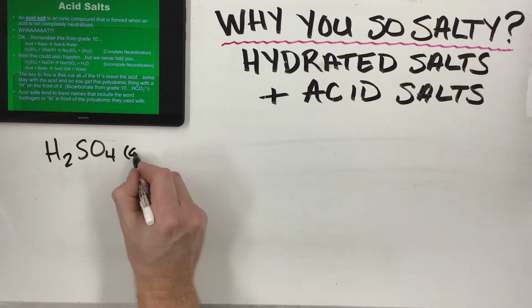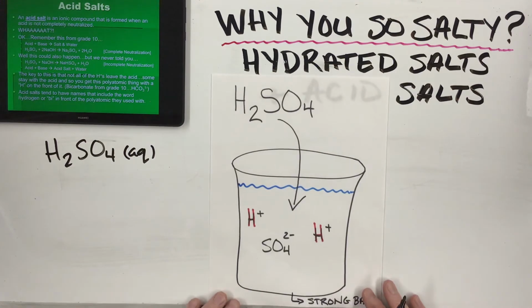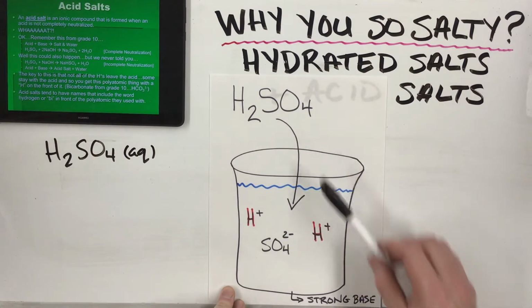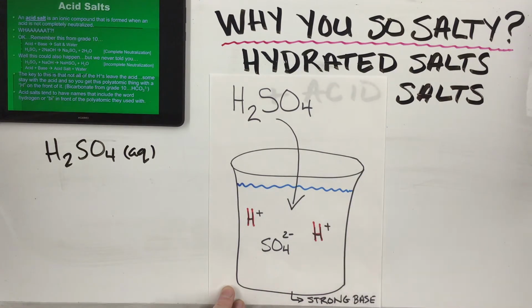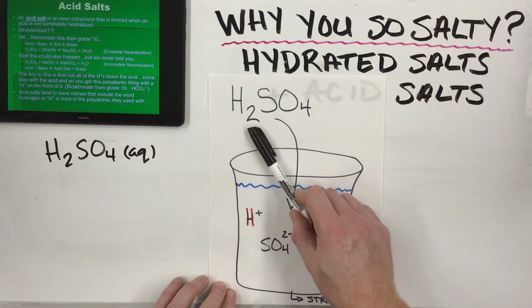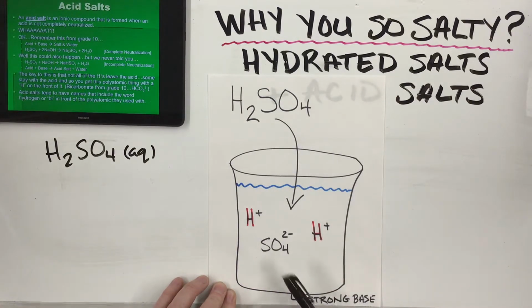That's an acid, right? If I take sulfuric acid and put it in with a strong base, or if I put it in with water, this is quite often what will happen. There's my acid. I drop it into some water or a strong base. The acid dissociates or ionizes, which means it falls apart into its component ions. So there are 2 hydrogen ions and 1 sulfate ion, and it will all fall apart in a strong base or in something like water.